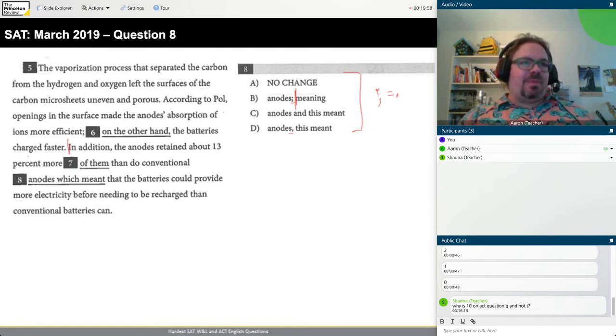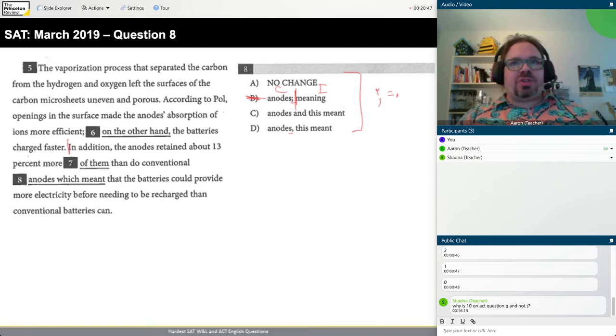In addition, the anodes retained about 13% more of them than do conventional anodes. Okay, once again, that question 7 part seems kind of awkward, but that's a complete idea. Afterwards, so meaning that the batteries could provide more electricity before needing to be recharged, the conventional batteries can. Meaning that there is no subject verb at the beginning of this sentence. This is an incomplete idea. This is an incomplete sentence. And because I know that a semicolon is equivalent to a period, because this idea after the semicolon in answer choice B would be an incomplete sentence, I know that the answer is not B.